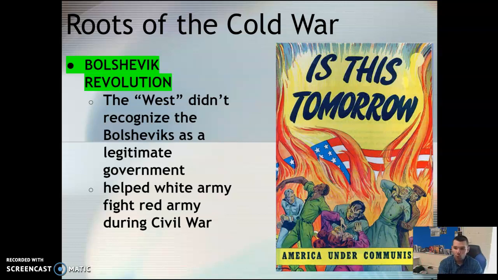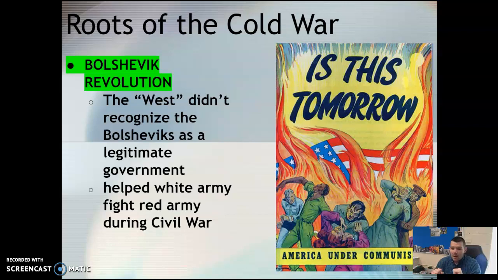This stems back to World War One, when the Bolsheviks overthrew Tsar Nicholas II, overthrew the monarchy in Russia, and the West, which is us, we didn't recognize the Bolsheviks as a legitimate government. Remember, the Bolsheviks dropped the Russians out of World War One. They removed themselves, and we didn't recognize them.